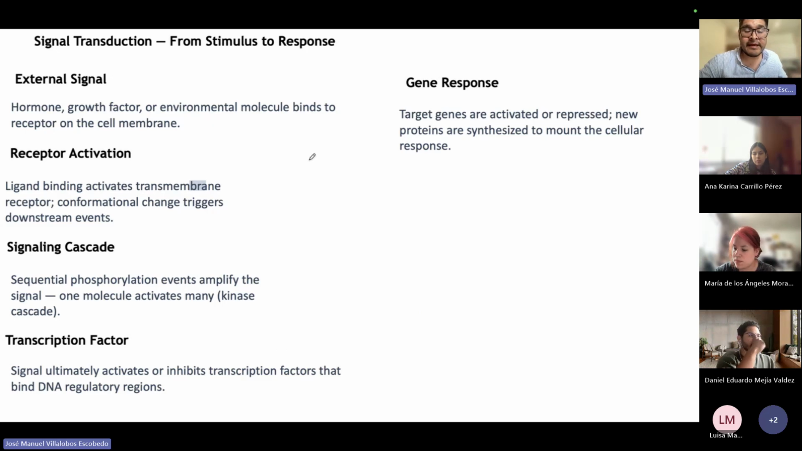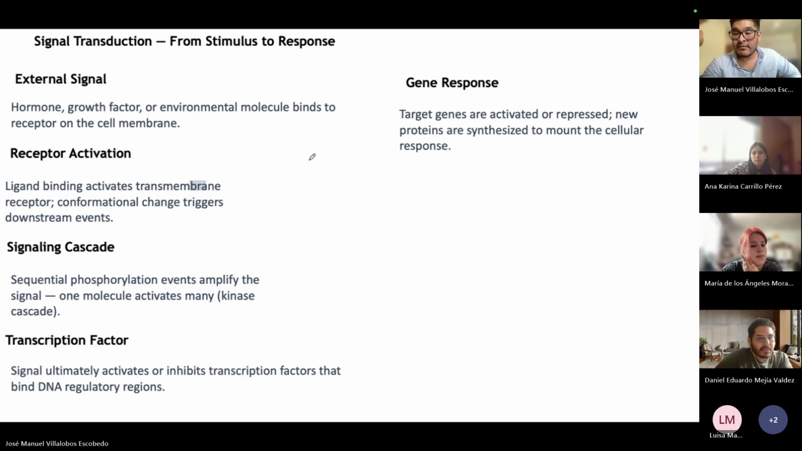Do you have some idea about one example of a signal cascade? Typically, what kind of signal cascade can we find in the cell? Any idea?